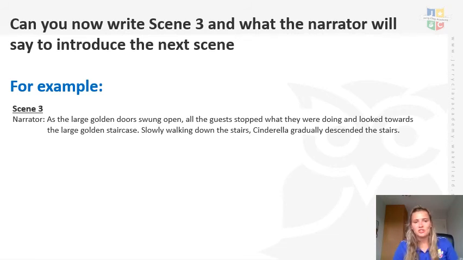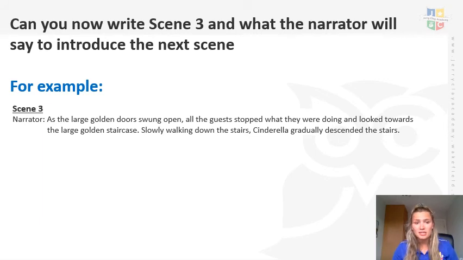As the golden doors swung open, all the guests stopped what they were doing and looked towards the large golden staircase. Slowly walking down the stairs, Cinderella gradually descended the stairs. So we can see there that I've introduced that the doors are open, Cinderella has entered and everyone has stopped to look. So we can now see what exactly is going to happen next, and then we can have a conversation.